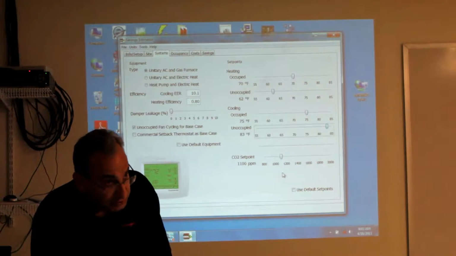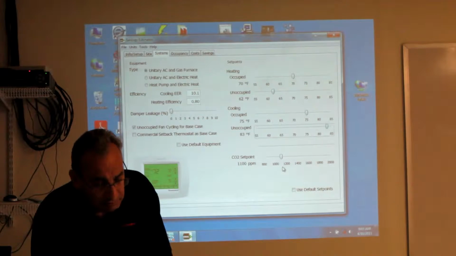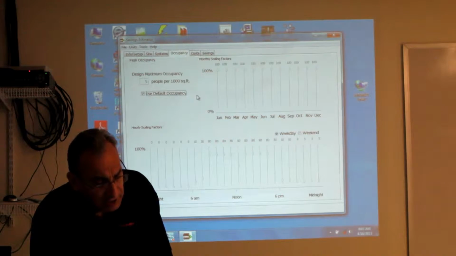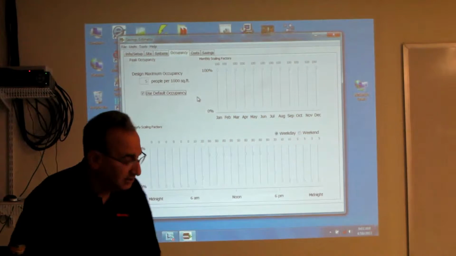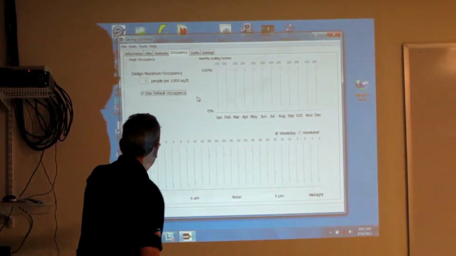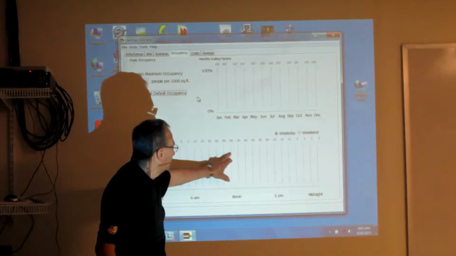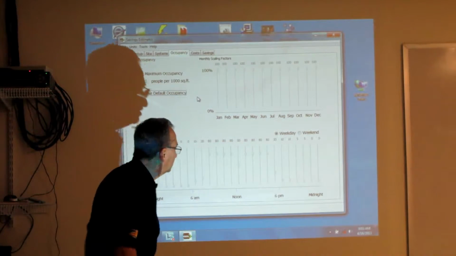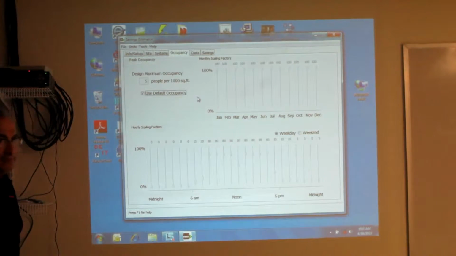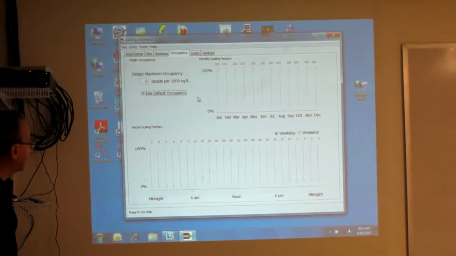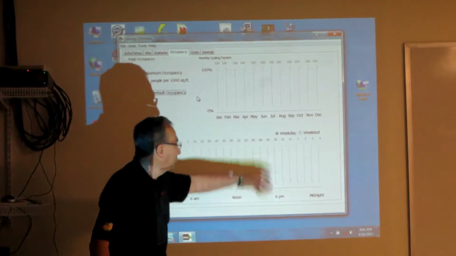If I have a CO2 sensor, 1,100 parts per million, or I can use defaults. Occupancy, I'm using the default occupancy, and if you look in here for an office building, that means at midnight it's not occupied, at 6 a.m. it's going to start to get occupied, at noon is here, and so on. That's my occupancy standard. I can change that around, if it's occupied 24/7, I can make this all 100%.